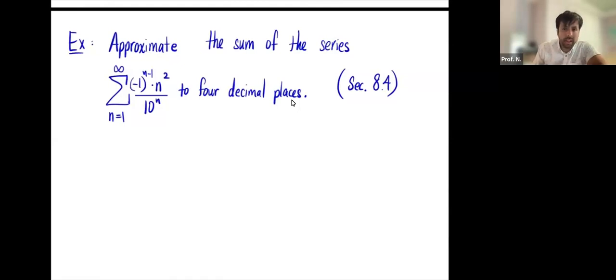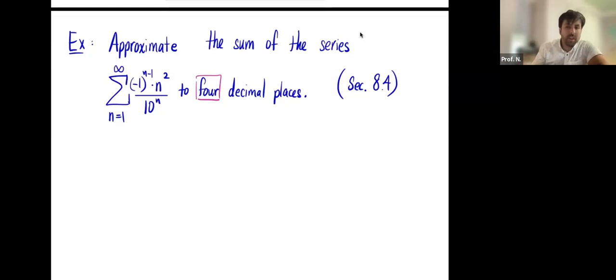So here we have an alternating series. And we want to find the sum of the series and approximate it accurately to 4 decimal places. Now, this terminology is going to be very common, either approximating to 4 decimal places, 3 decimal places, 5 decimal places, 6 decimal places. This number here can be any number you choose. 4, 5, 6 is very common.